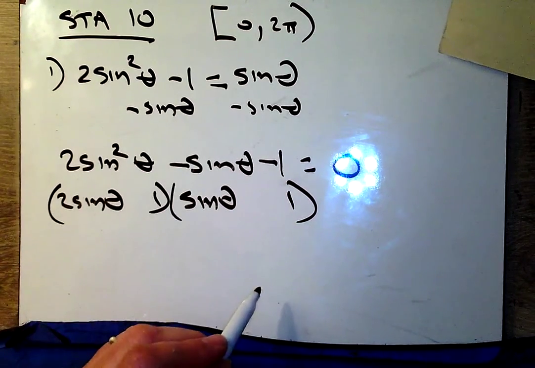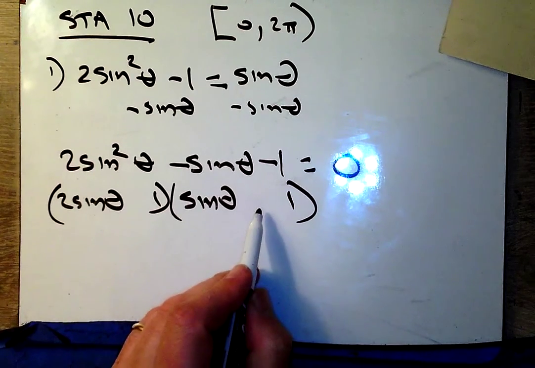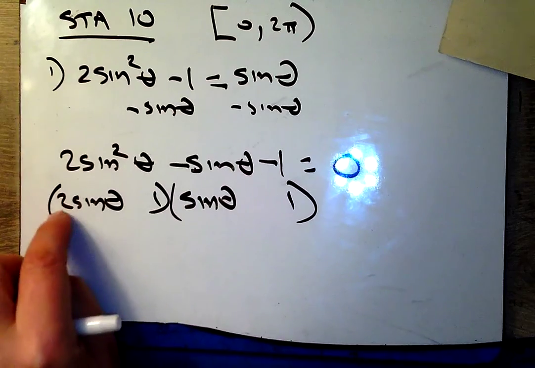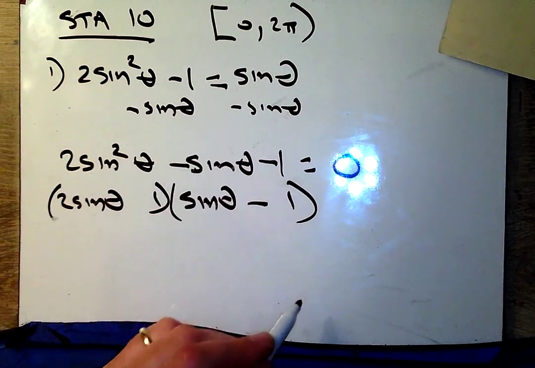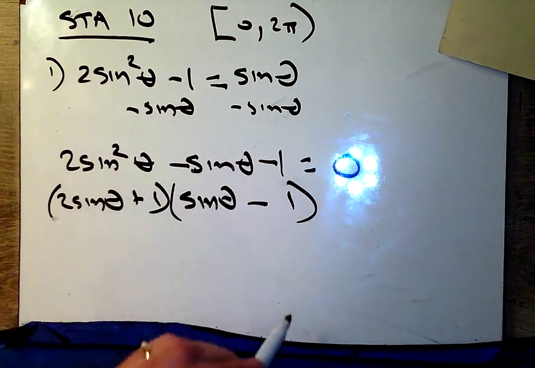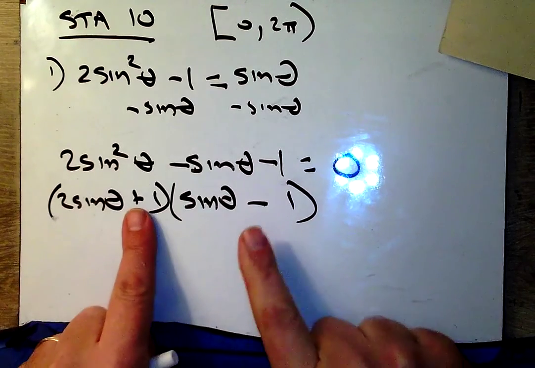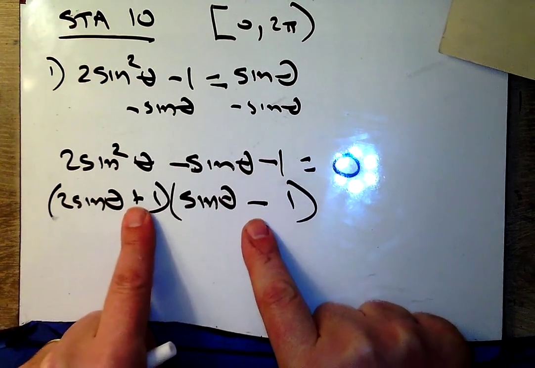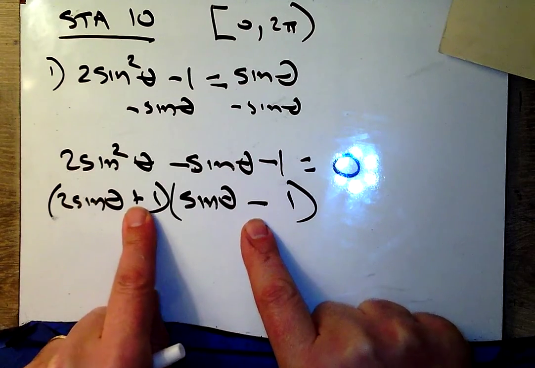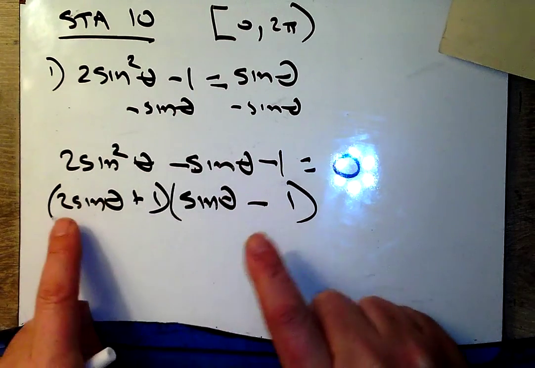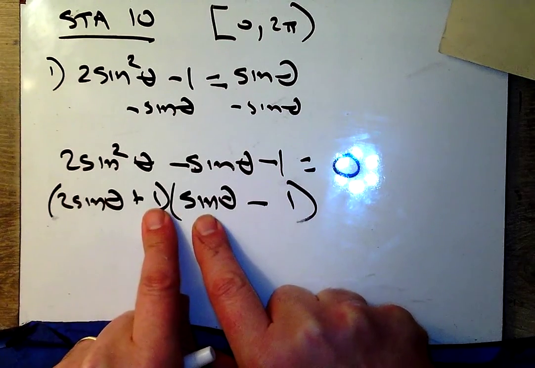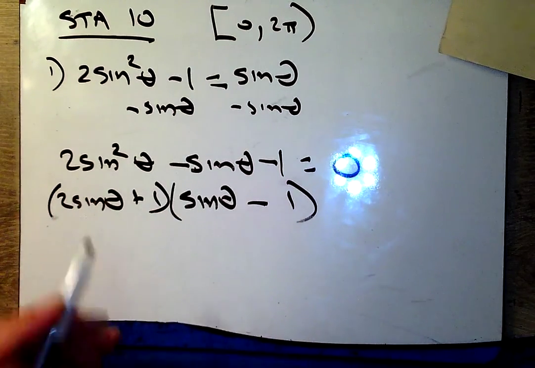Now what about the signs? Should this be plus or minus? Well, because we have a minus 1 here, we want the bigger value to carry the minus and the smaller one to carry the plus. We need them to be different signs because this is negative, so we need a positive and a negative for that. And since this is negative, we know that the bigger one, 2 sine theta, as opposed to 1 sine theta, the bigger one has to carry the negative.